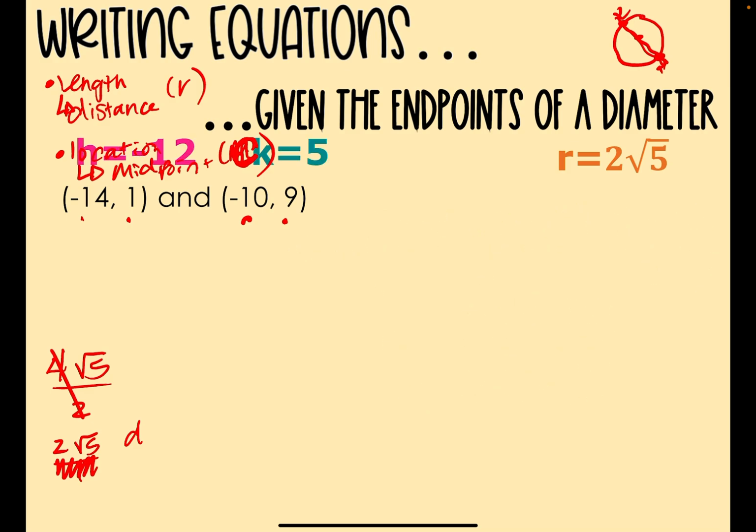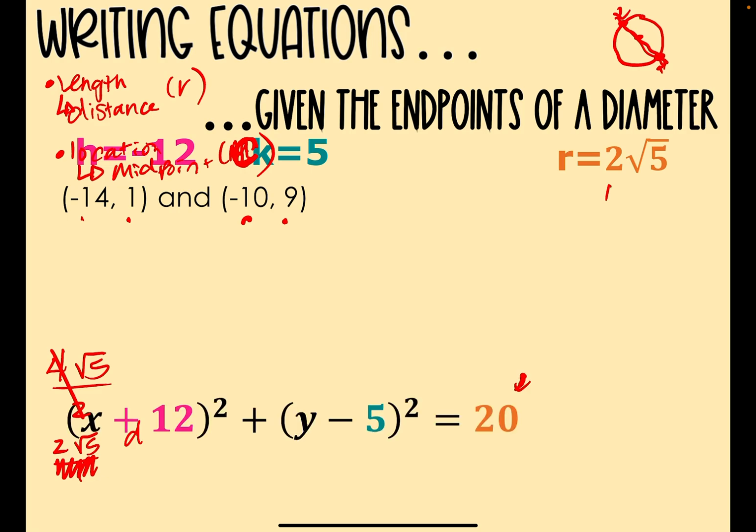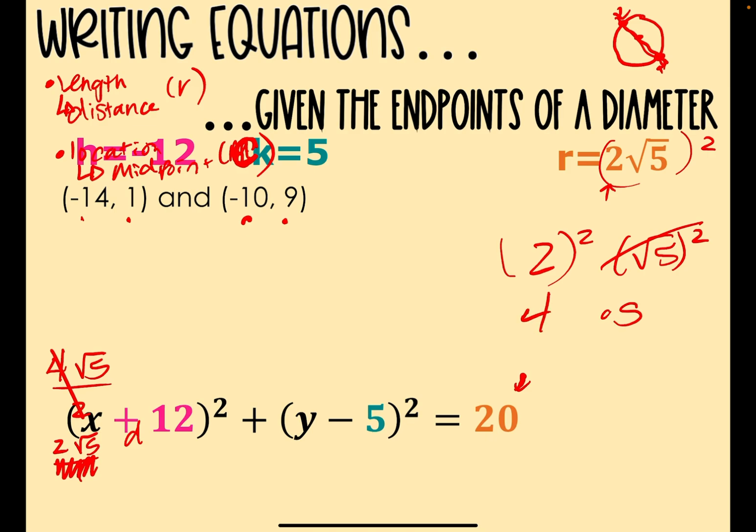We're going to plug that into our equation because we've got our h and our k values. And this is what we get. This 20 happens because I'm squaring this number right here, which means 2 squared times the square root of 5 squared. This becomes 5, and this becomes 4, and 4 times 5 gets us that 20.